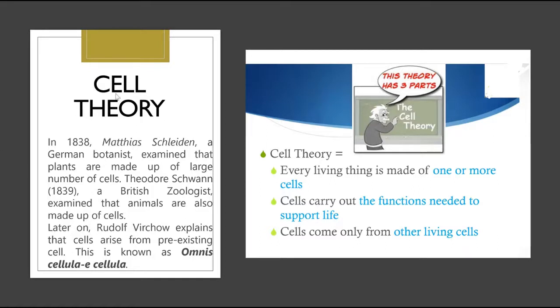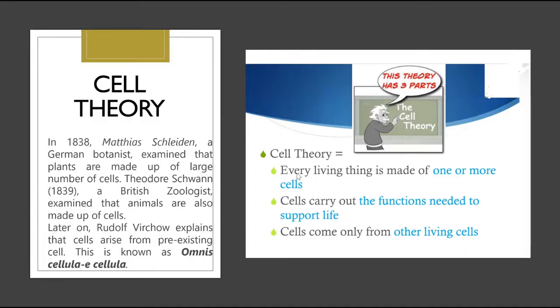So who discovered the cell theory is very, very important. It was discovered by Schleiden and Schwann. Schleiden was a German botanist, and he, along with Schwann, who was a zoologist, proposed it. Zoologist means dealing with animals, and botanist means dealing with plants. So they came up with a theory that all the plants and animals are made up of cells.